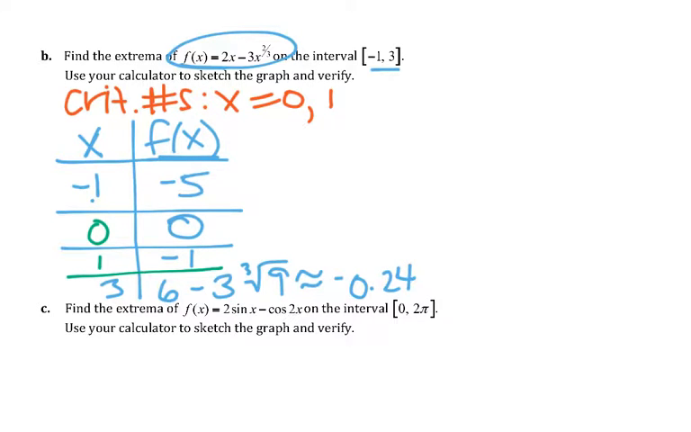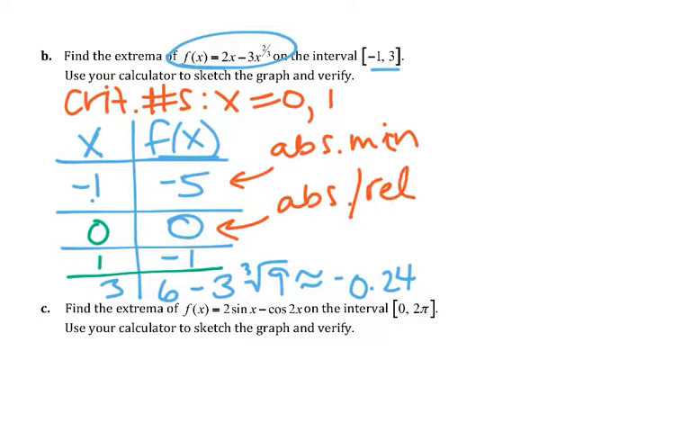Okay, if I'm looking for mins and maxes, this is the absolute min, because it's the lowest number. It can't be a relative min because it's at an endpoint. Next, I want to look for the maximum. Well, the greatest number here is 0. This is an absolute and a relative max.